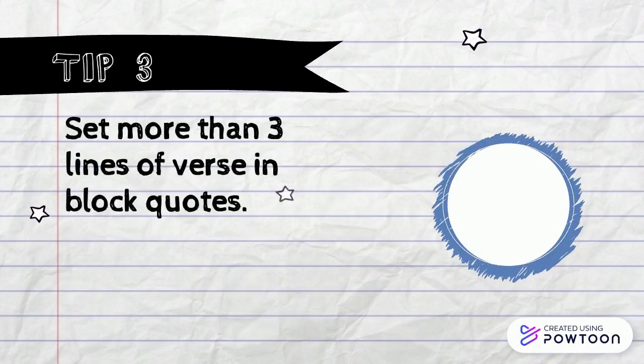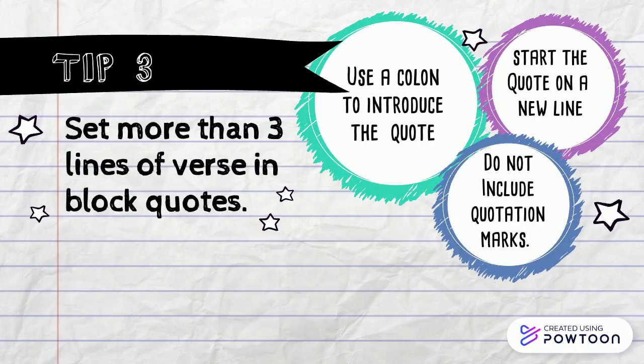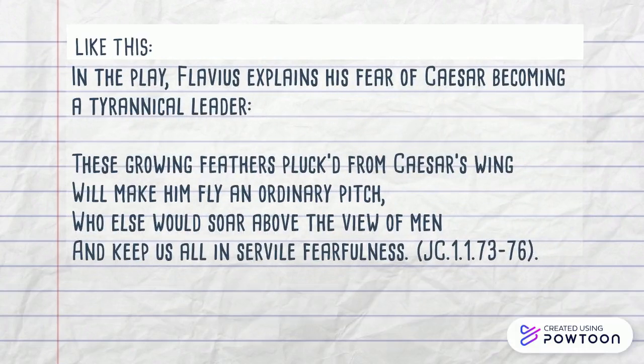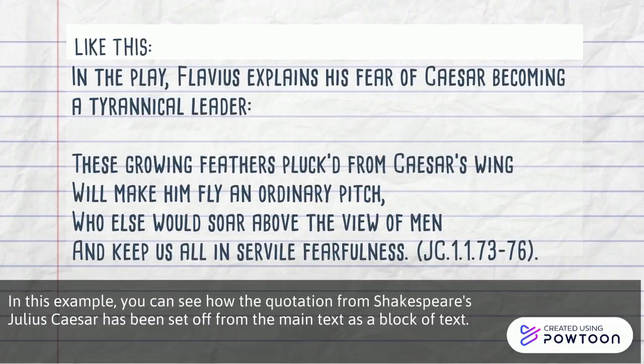Tip number 3, set more than 3 lines of verse in block quotes. You still need to use a colon to introduce the quotation, as well as start the quote on a new line. In this example, you can see how the quotation from Shakespeare's Julius Caesar has been set off from the main text as a block of text.